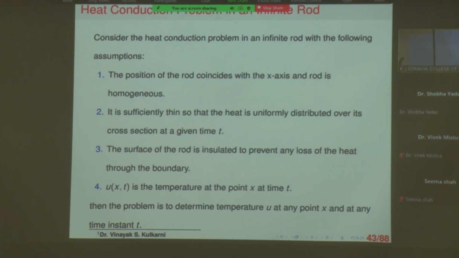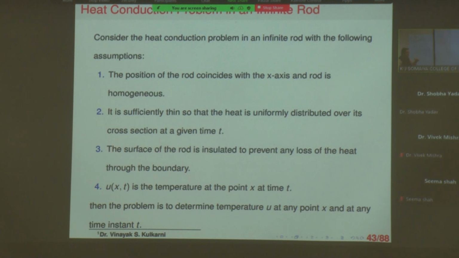So the basic assumptions made over here: the position of the rod coincides with the x-axis. The geometry you can better understand. Again, it is a one-dimensional rod. Multi-dimensional I will go to later on. Okay, it's a one-dimensional rod. It coincides with the x-axis.